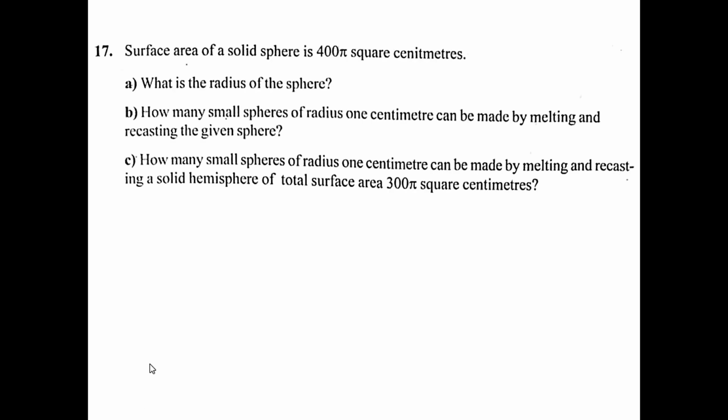17th problem. Surface area of a solid sphere is 400 pi square centimeters. What is the radius of the sphere? How many small spheres of radius 1 centimeter can be made by melting and recasting the given sphere? How many small spheres of radius 1 centimeter can be made by melting and recasting a solid hemisphere of total surface area 300 pi square centimeters?